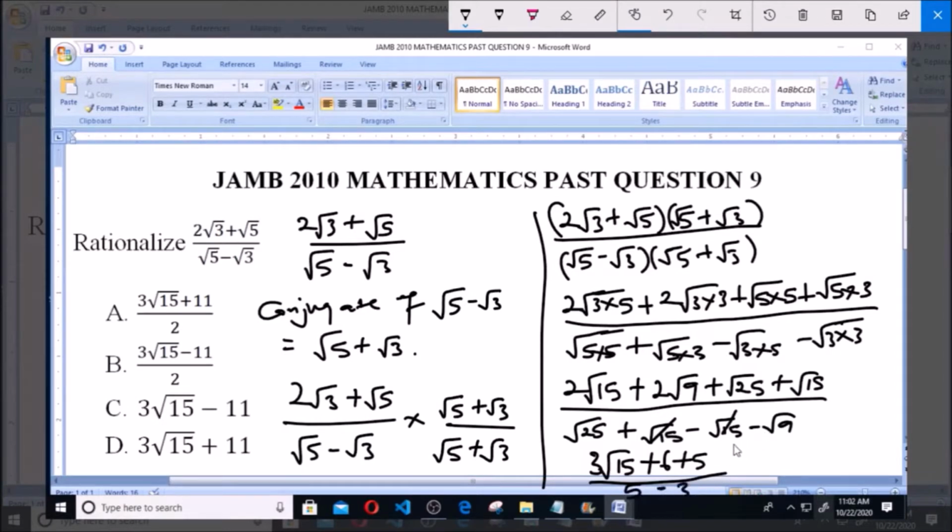So this is equal to 3 root 15 plus 6 plus 5 will give us 11 all over 5 minus 3 will give us 2. So the answer is 3 root 15 plus 11 all over 2, and that is option A, 3 root 15 plus 11 over 2.